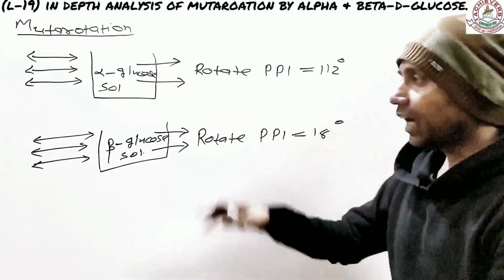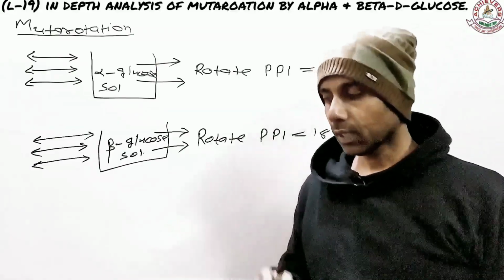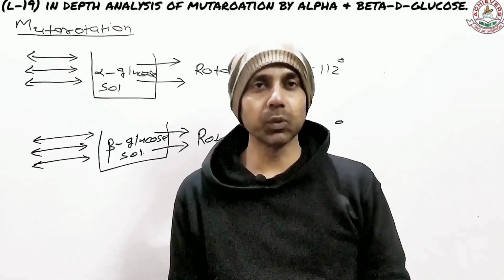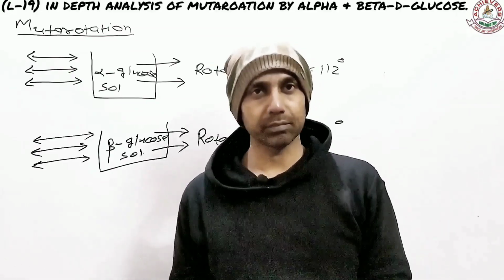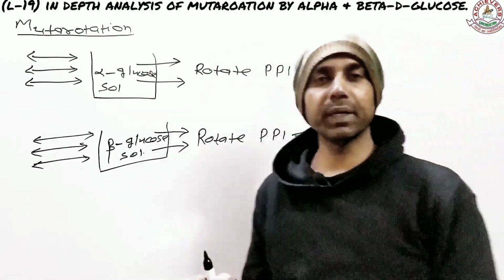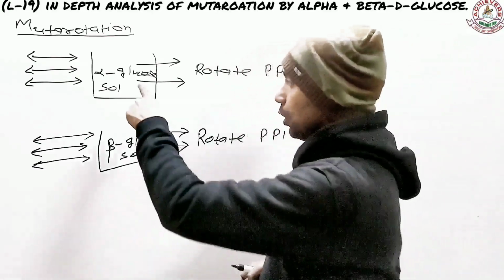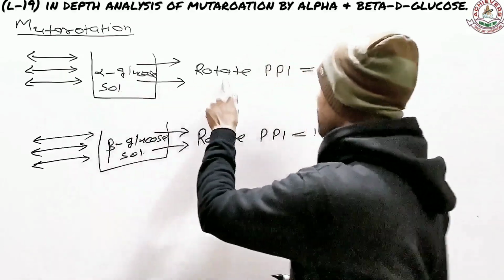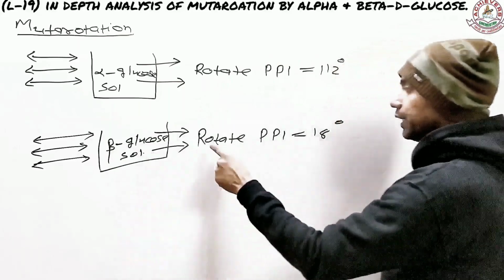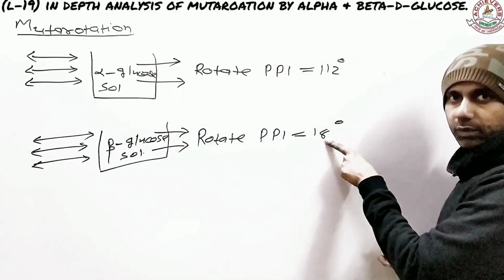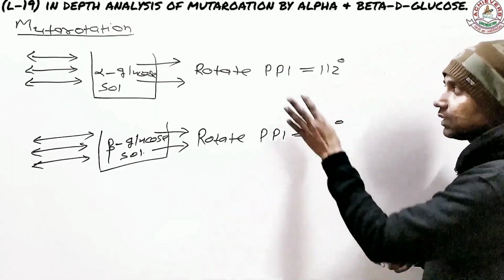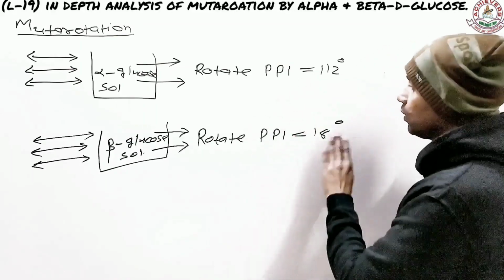Now the question is, how do I even know that? The simple answer is that I don't know it; it's been experimentally determined. So these two values are coming from experimental evidence: the solution of alpha glucose rotates the PPL about 112 degrees, while the beta glucose solution rotates it about 18 degrees. This is not even the exact value, there may be some decimal fraction as well, but you need to pay attention that this is the total rotation it gets.